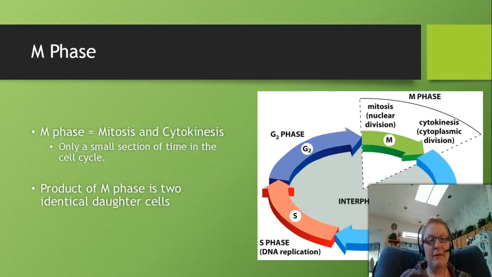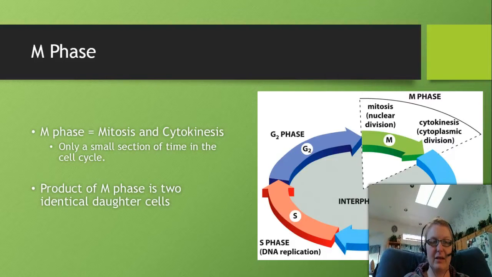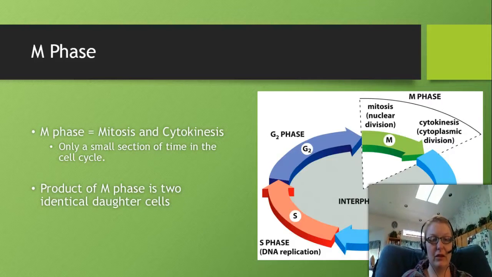M phase, this is the phase that you know as mitosis. And M phase actually is mitosis and cytokinesis. It is both of these processes. And it's only a very small section of time. It occurs really, really quickly, and it goes through the phases that we're going to review in topic 2 for this chapter. And the product of M phase is 2 identical daughter cells, as you should know. And so that's what the purpose of M phase is. And we're going to go through all these in the next topic, because the next topic is dedicated only to the M phase.